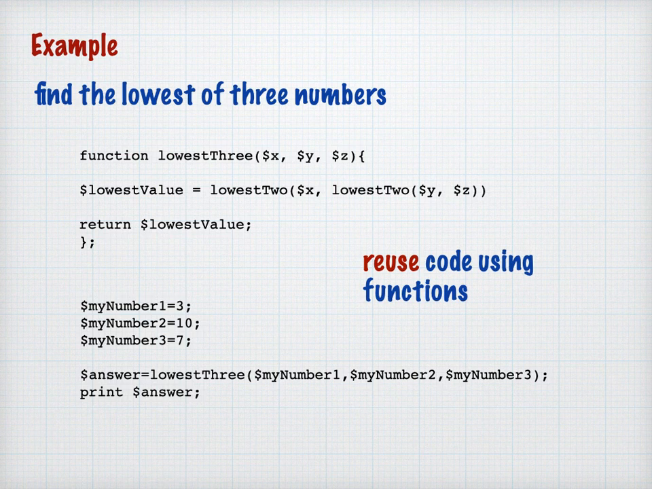So how would we call that? Well, you can see I've got number 1, number 2, number 3. I've given them values, and then we call lowest 3 just like that. Number 1, number 2, and number 3. And then we just get an answer back, just like that.